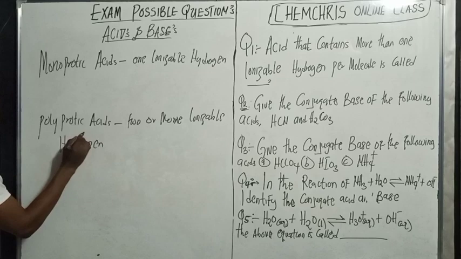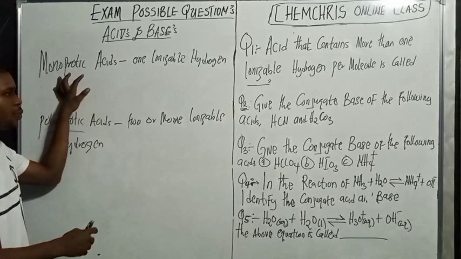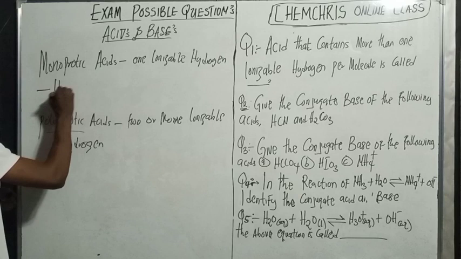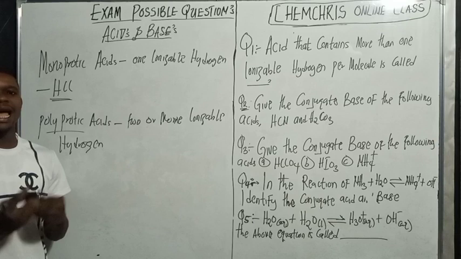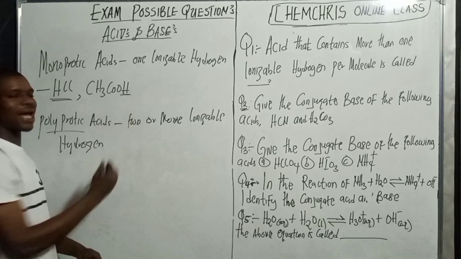So those acids that contain only one ionizable hydrogen, that is hydrogen that can ionize, are called monoprotic, while those that contain two or more are called polyprotic. And you must know the examples. For example, you have HCl. HCl is a good example of monoprotic acid, because it only has one hydrogen to ionize. Another example is CH3COOH, a good example of monoprotic, because it only has one hydrogen.